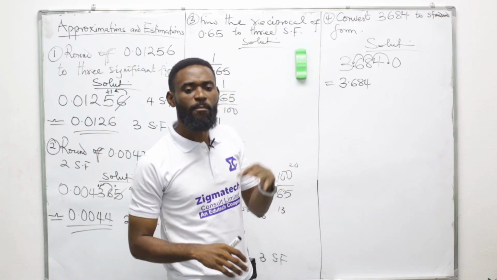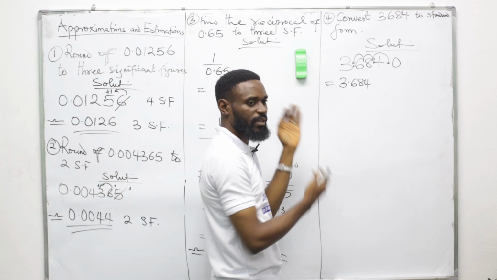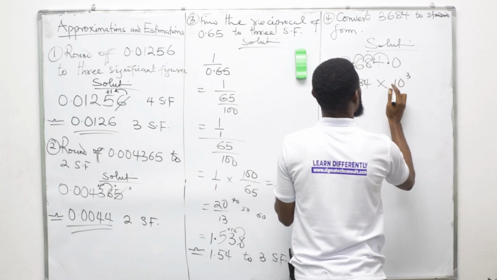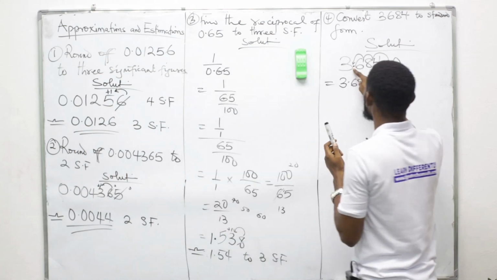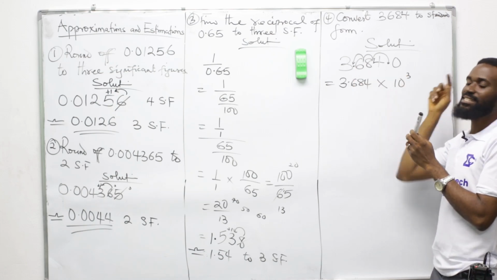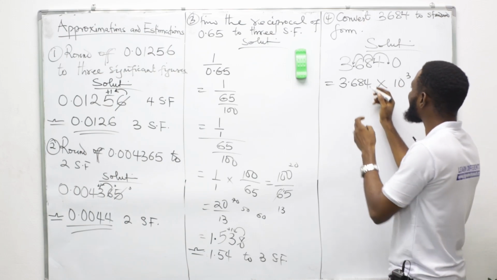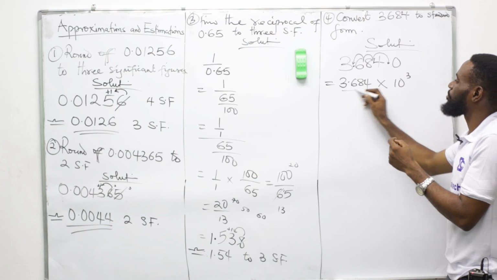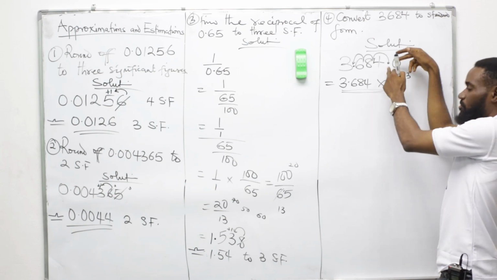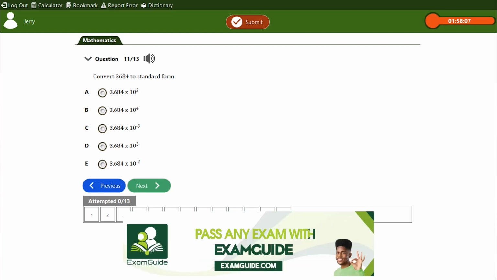Now, depending on the number of times this point moved leftwards, it will be expressed in the power of 10 in its positive form. Do you understand me? If the point moves right, it will be in negative form. If it moves to the left, it will be in positive form. Do you understand me now? So this expression in standard form is 3.684 times 10 raised to power 3. So this is also the same thing as this, so it's also an approximation. Do you understand me now? So the answer there is 3.684 times 10 raised to power 3.